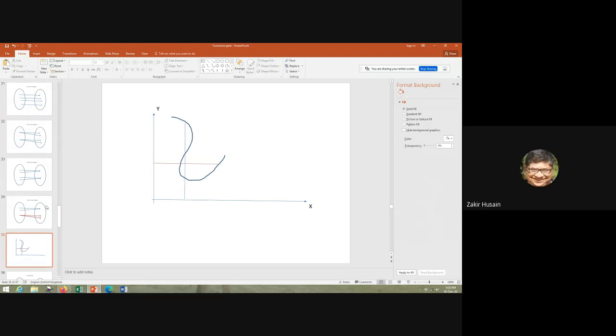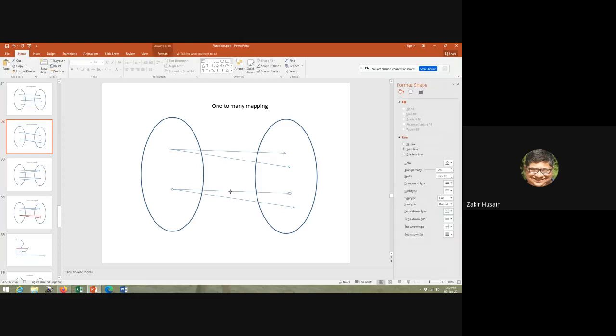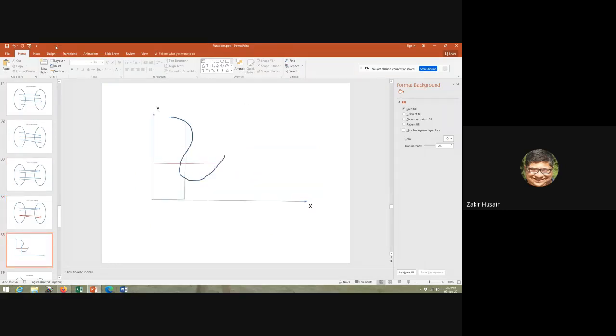Okay. See, many-to-many doesn't mean that all the points will be unique. Let's come to one-to-many. It doesn't mean that all points will be like this. Look at this point. This is one-to-one. So you have at least one x which generates two values of y. We call this one-to-many. We don't mean that all x's will generate multiple values.